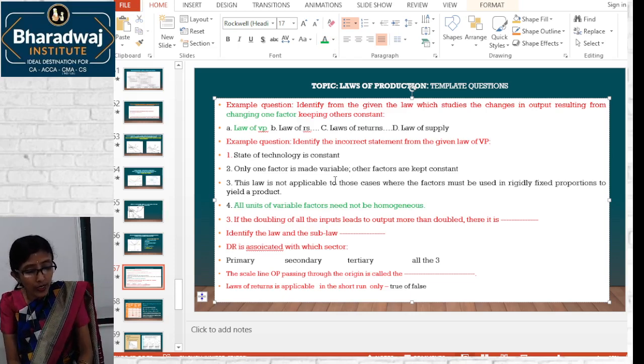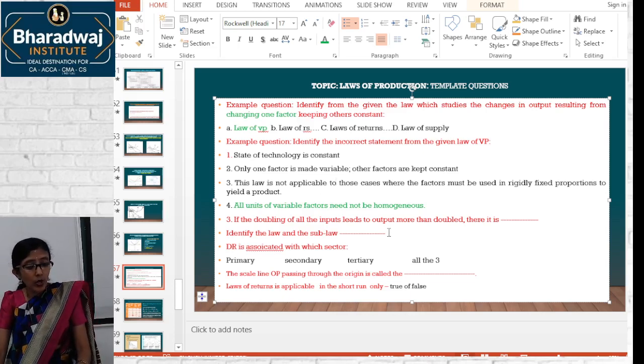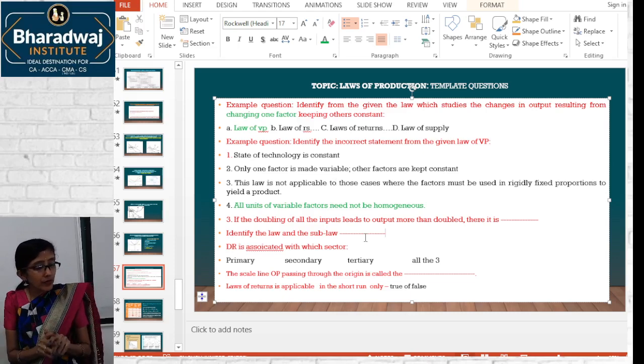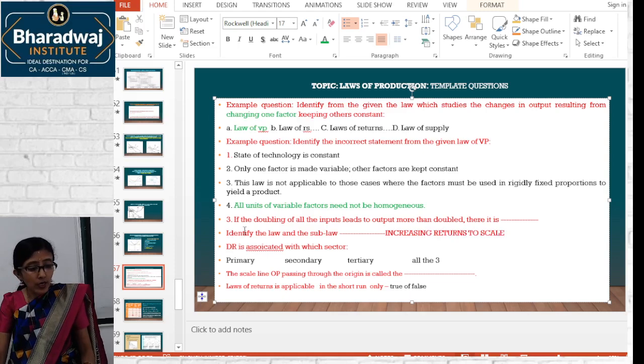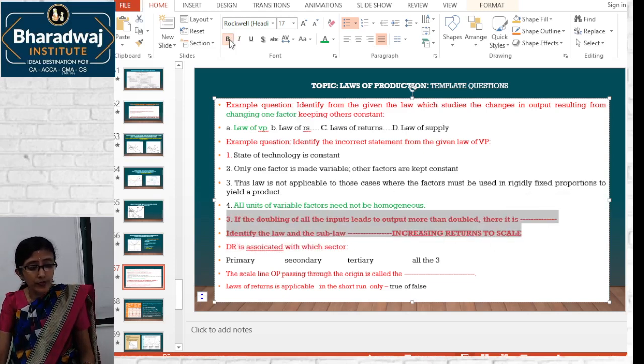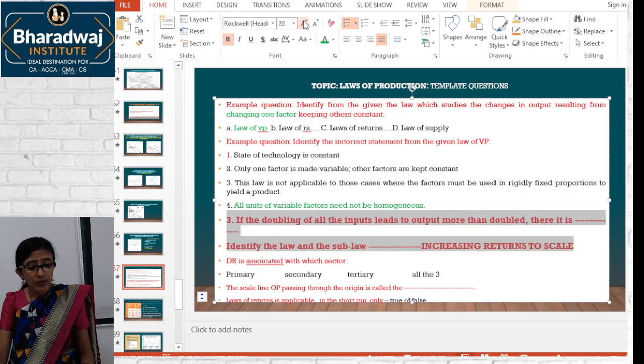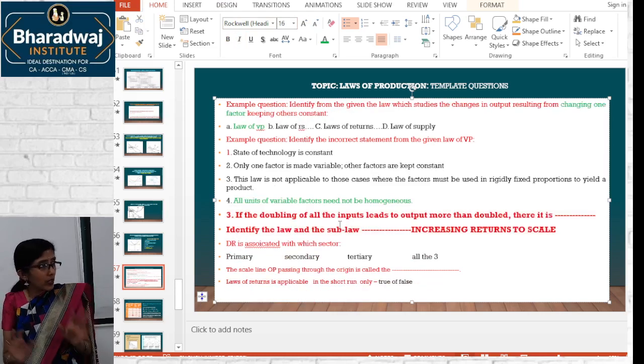If the doubling of all the inputs leads to the output more than doubled, there it is. So you are going to identify the law and the sub-law. Increasing returns to scale. Perfect answer. Excellent answer. Were you able to identify? This is a very important template question. My dear students, this is what is called a template question. I'm going to highlight it in bold.